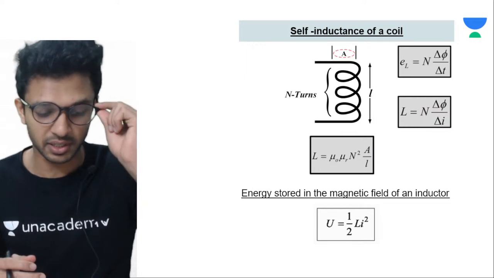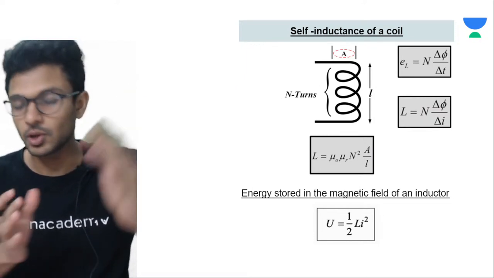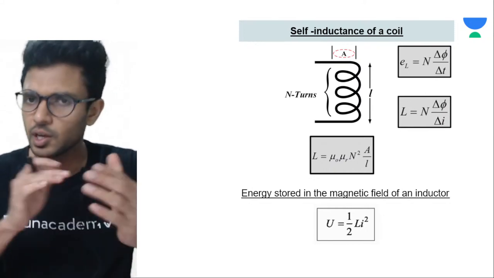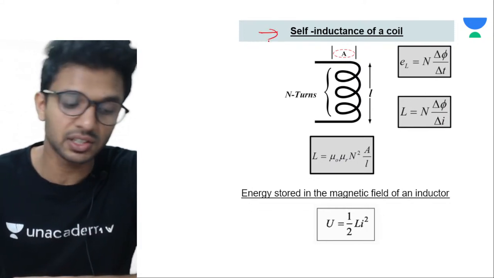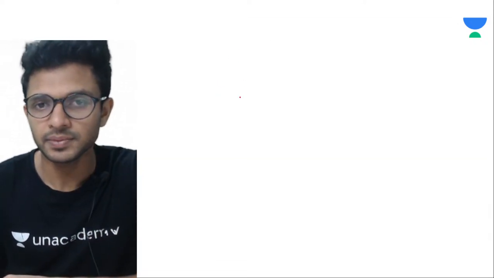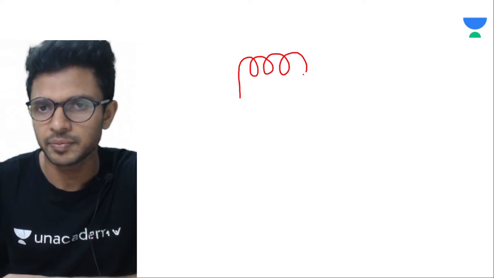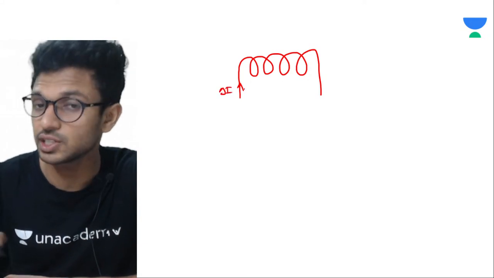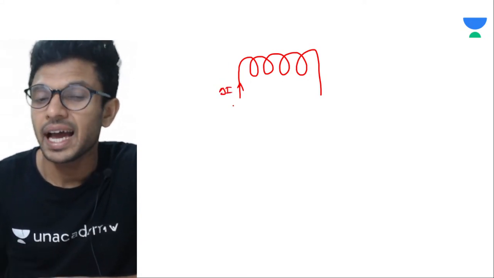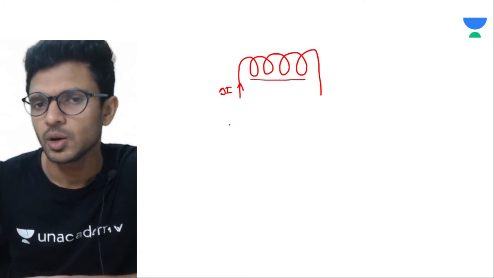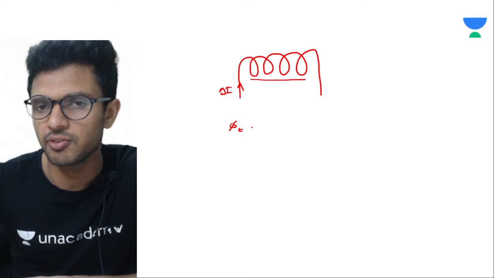Let's start with our chapter. We have already completed half the chapter, where we have discussed till motional EMF. What is left is to talk about self-induction, mutual induction, and transformers. Now, let's say we have a solenoid. If a changing current passes through this solenoid, flux will be induced with the same coil. Tell me, what is the formula for the total flux induced?